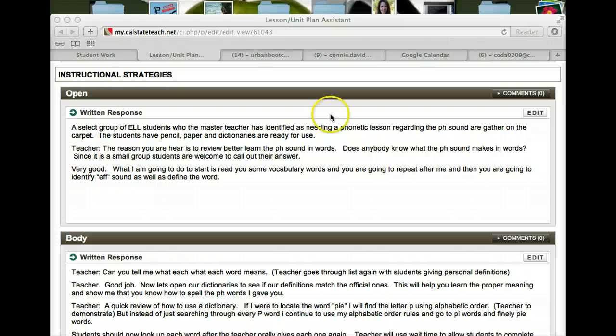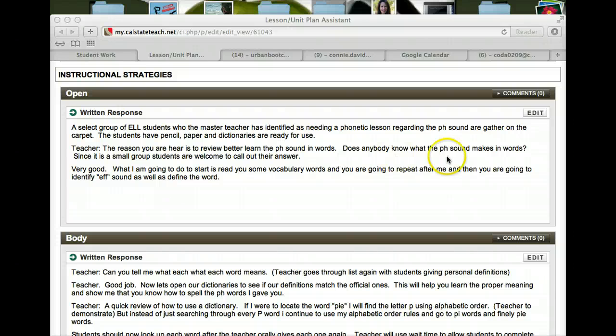So you bring the kids to the carpet, you've done these things, you pass out the pencils, the paper, and the dictionary so that they'll be ready to use. So the reason you are here is to review and better learn the PH sound in words. There's no reason for a child to be interested in listening to this. Yeah, that's what you're going to do, but I'm a kid. What are you doing to prepare me for this?